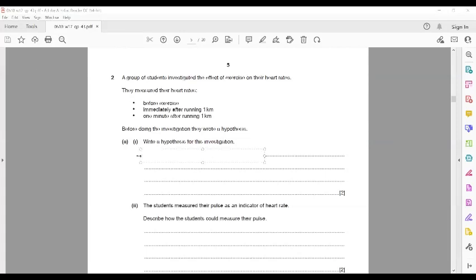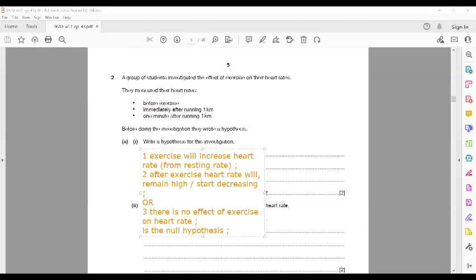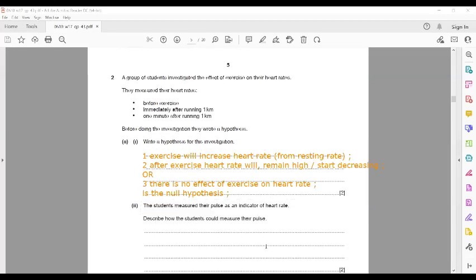So I give you a different option based on the answers which is given, and I explain to you why they have come up with this. So you can write any of them. Exercise will increase heart rate from resting rate. Or you can write, after exercise, heart rate will remain high or start decreasing. Or you can write there is no effect of exercise on the heart rate, if it is a null hypothesis.